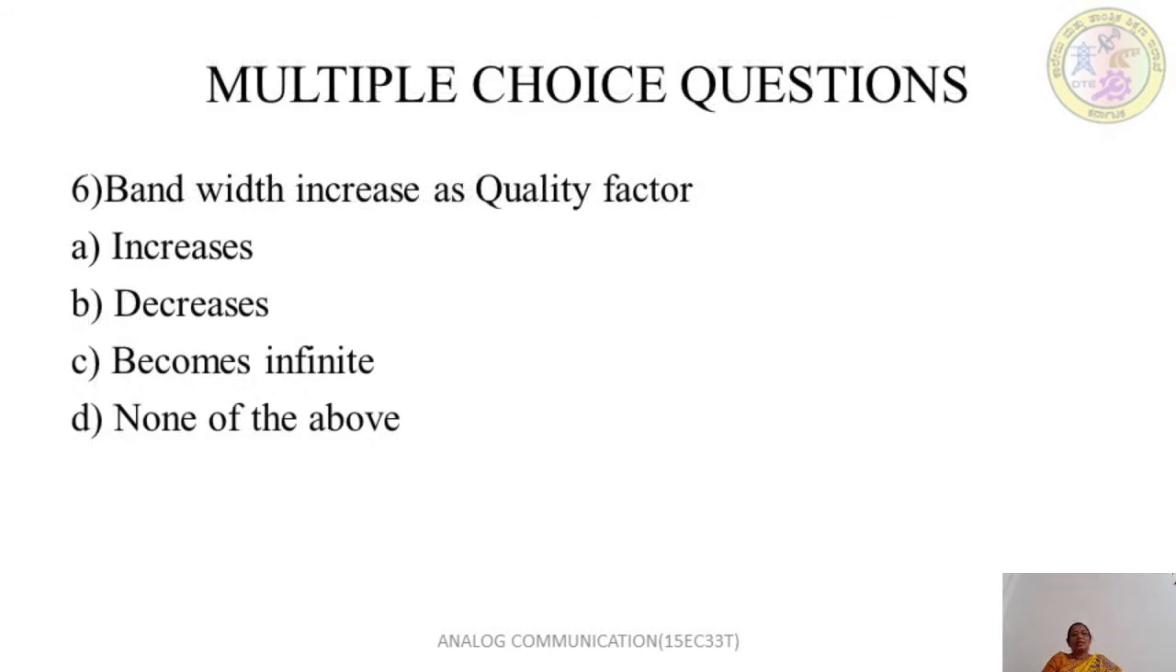Bandwidth increases as quality factor increases, decreases, becomes infinite, none of the above. Bandwidth is equal to F by Q. Therefore, when quality factor increases, bandwidth decreases. When quality factor decreases, bandwidth increases. Here, bandwidth increases as quality factor decreases. Answer is B.